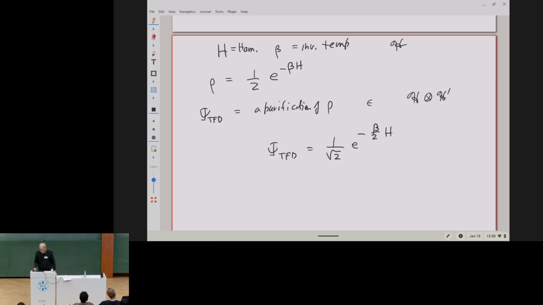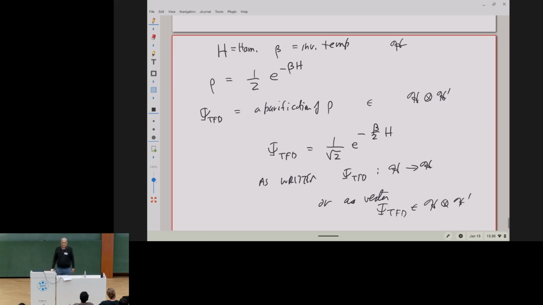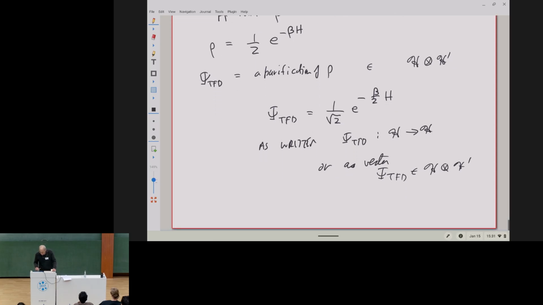As written, psi TFD is an operator from H to H. But by duality, an operator from H to H is the same as a vector in H tensor H prime, where if this was an abstract vector space, you'd say that H prime is the dual vector space. But for Hilbert spaces, it's natural to call it the complex conjugate. Now, as I said, in the majority of informal physics discussions of the thermofield double, you'll find the difference between a Hilbert space and its complex conjugate ignored. That's natural if you have a time reversal invariant system with T squared equals 1. But anyway, it's what people usually do, so it's what you'll usually see.